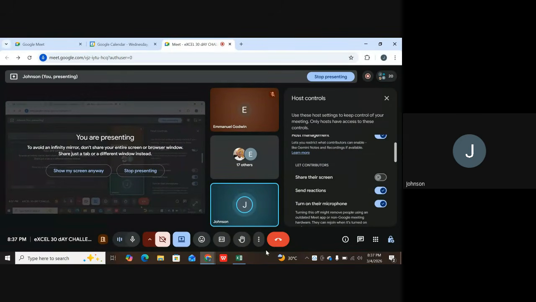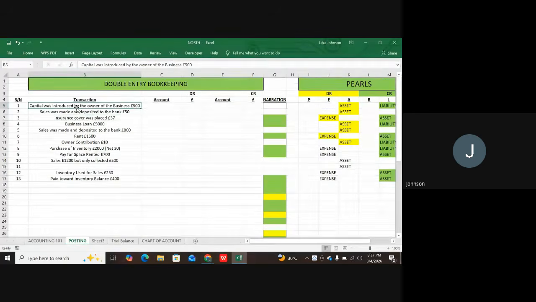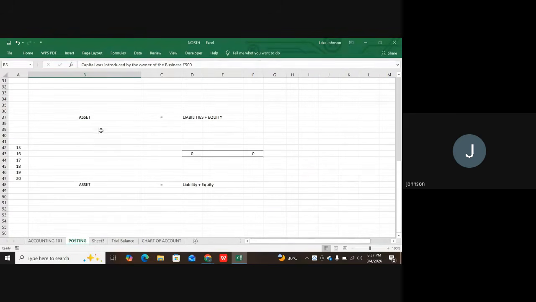Okay, so your mics are unmuted. So whenever you have this transaction, capital is introduced into the business, two accounts are affected. What are the accounts? Who can quickly tell me that quickly? Let me try, sir. Bank will be debited and owner's equity will be credited. Okay, so two accounts are affected. One is the business bank. So when capital is introduced, obviously, just like we go to the bottom, you can mute your mic, sir.